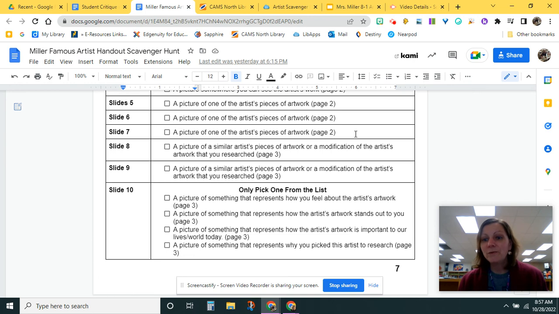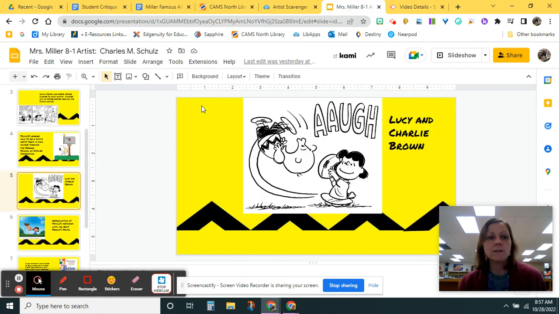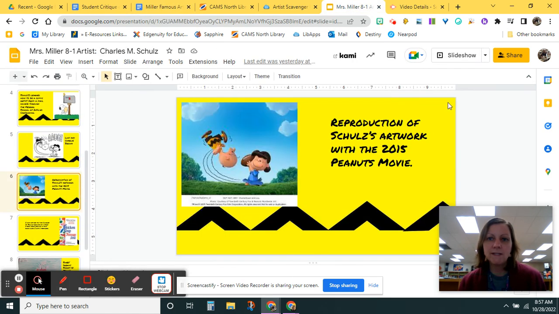It's just an example. So don't look at mine and say, well, you only have one. You need to follow this guide right here. Slide 8 is a picture of a similar artist's pieces of artwork or modification of the artist artwork that you researched. Okay, so my slide 6 here is a reproduction of Schultz's artwork with the 2015 Peanuts movie.